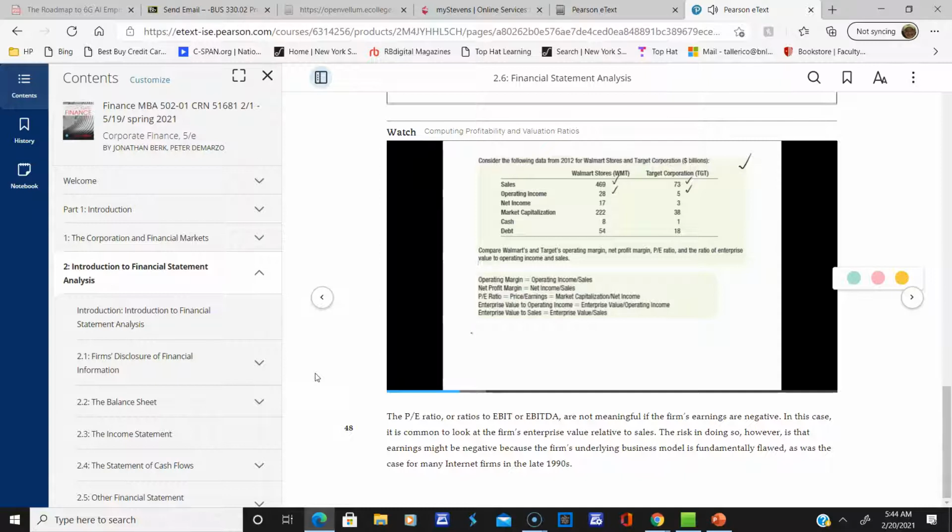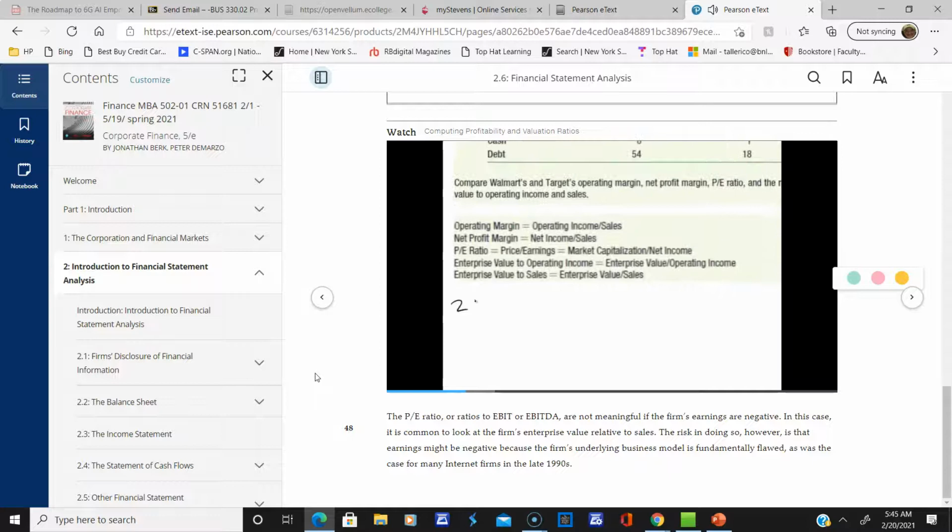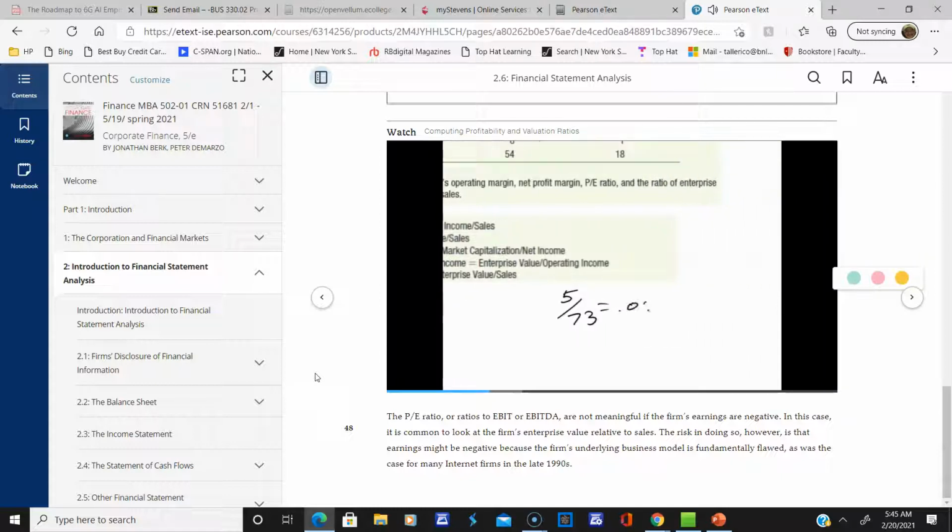But let's go through and compute their operating margin. So for Walmart, it's going to be 28 over 469. And for Target, it's going to be 5 over 73. And if you go through, you get 0.06, which is 6%. And for Target, you get 0.068. So Target has a slightly higher operating margin, which might be expected if it's selling slightly higher end goods, that it has a higher profit margin.